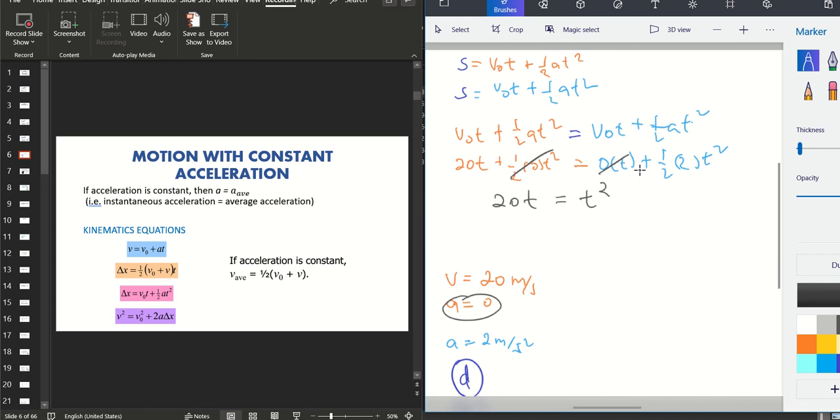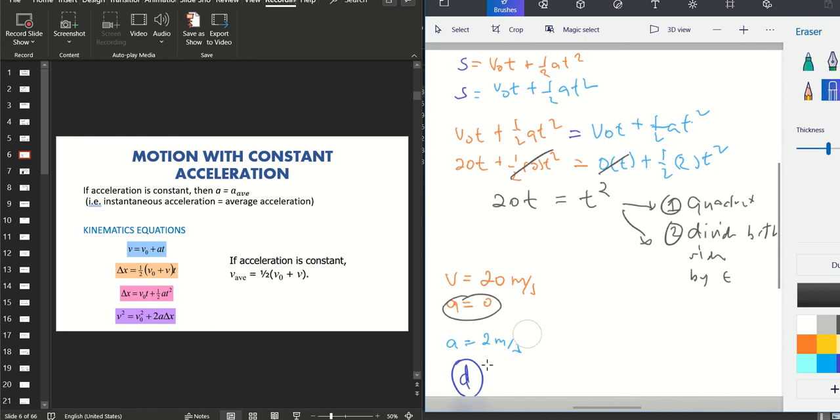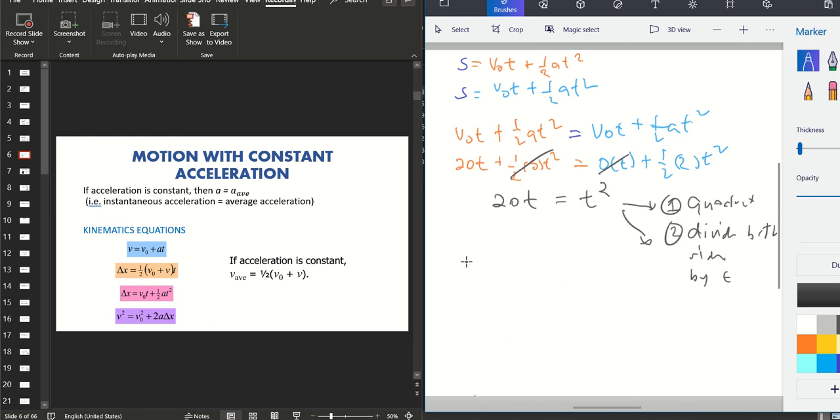T squared. Alright, so medyo tricky. Okay, so since we're seeing T squared here, there are two options. Option number 1 is that we use quadratic equation, and the second option is that we simply divide both sides by T. Okay, so yung gagawin natin.